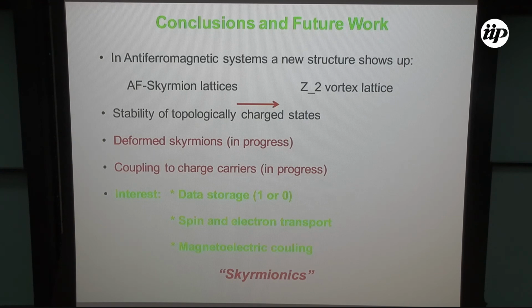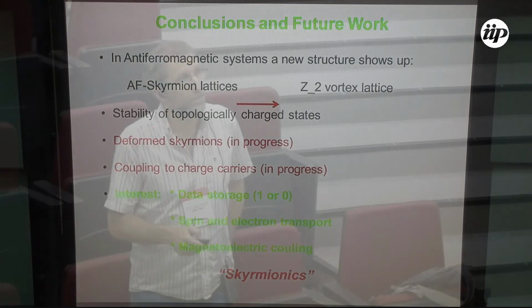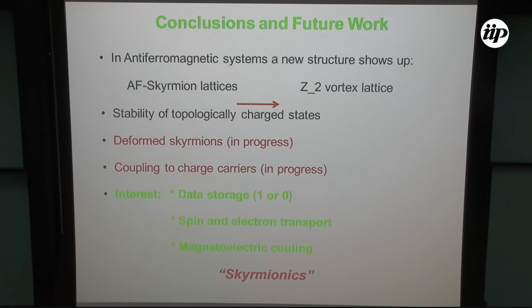So let me summarize. In the antiferromagnetic systems, although we don't have candidates yet, some very nice structure shows up, which I still believe is a Cetus vortex lattice, composed of three intertwined skyrmion lattices of the standard type. I haven't said anything about the stability, but we have observed that these phases are stable because of the topological protection, even if it is a lattice problem. And then my student Santiago Osorio is finishing a paper on the deformation of skyrmions, how these skyrmions are affected by electric fields and other perturbations. The coupling to charge carriers is also in progress.